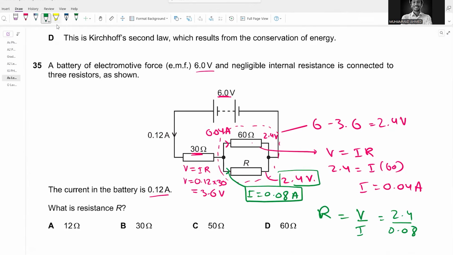This comes out to be 30 ohms. 35 का आंसर is B. Simple.